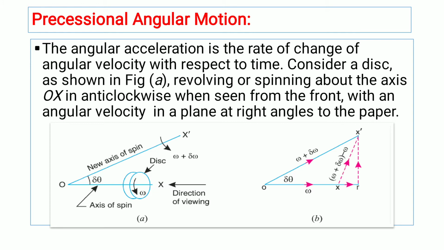Now, let us consider a disc as shown in figure A, revolving or spinning about the axis OX in anti-clockwise direction when seen from the front, with an angular velocity in the plane at right angle to the paper. So, let us consider this is a rotor, and this rotor is rotating in clockwise direction when we see from this end, with an angular velocity omega. So, this OX will become the axis of spin.